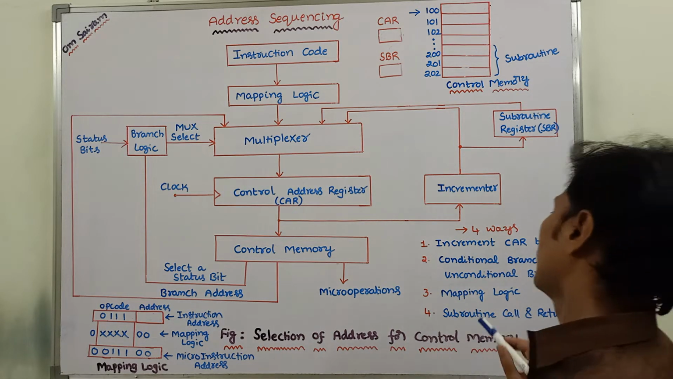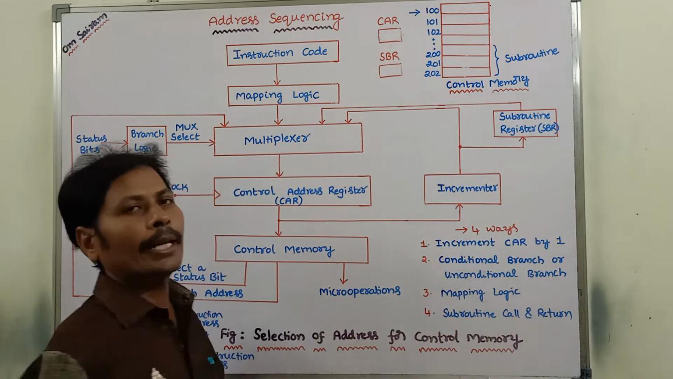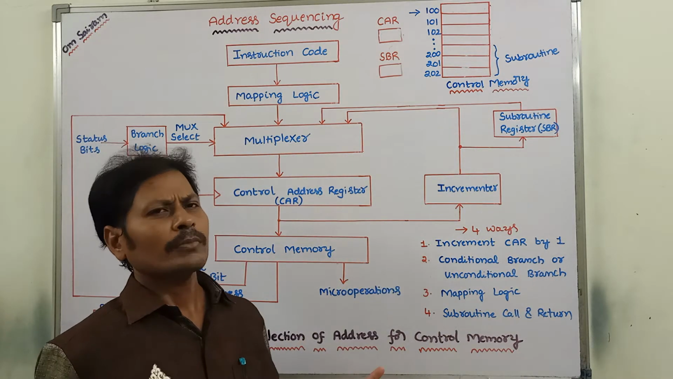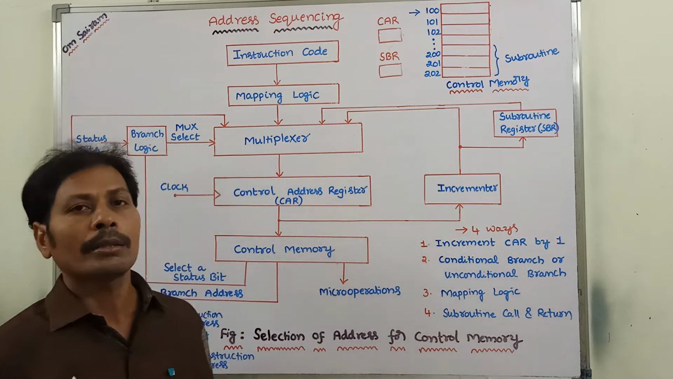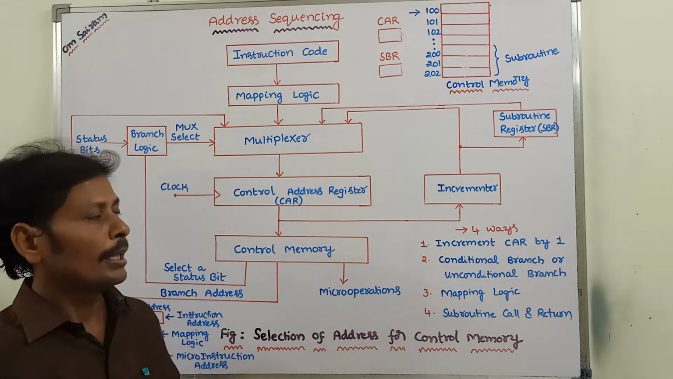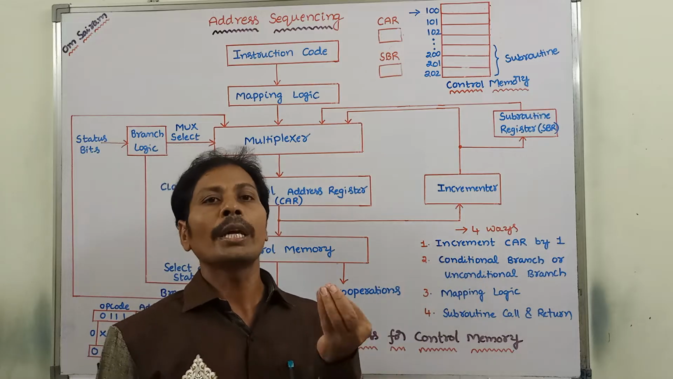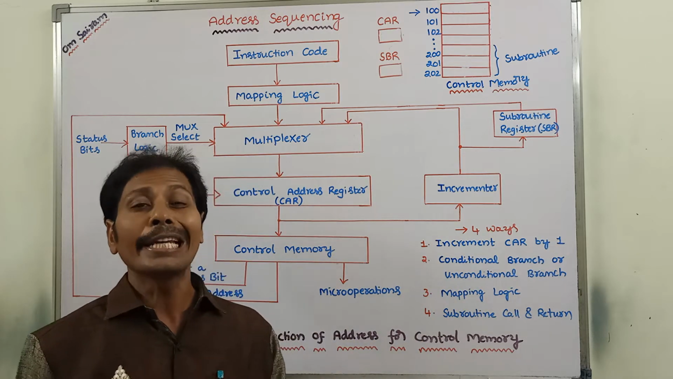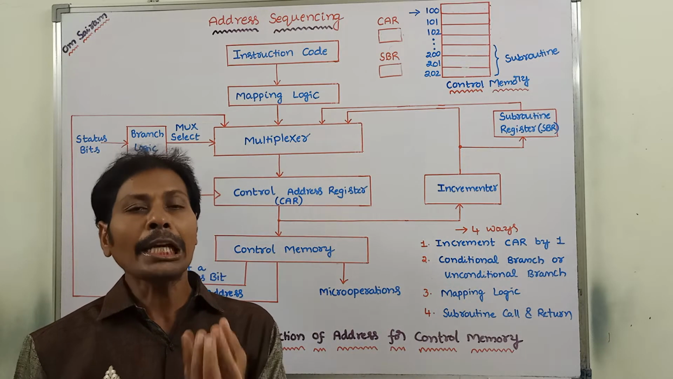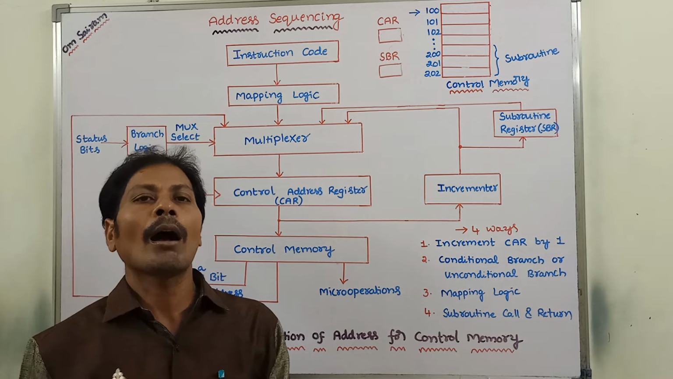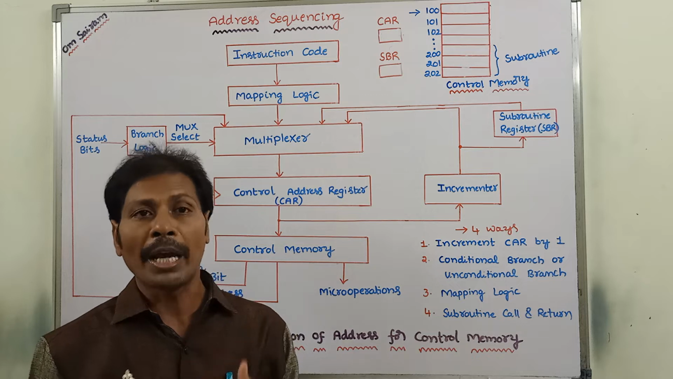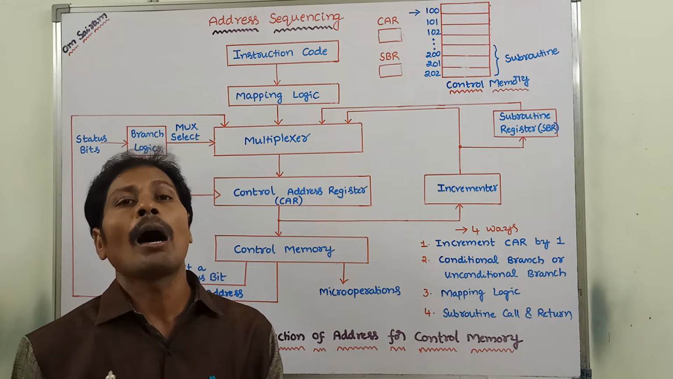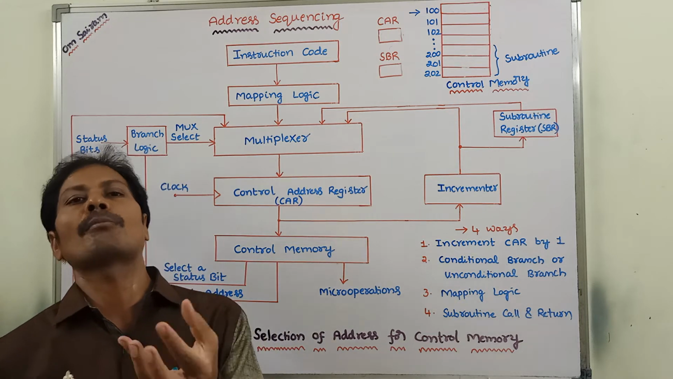Okay, now we are considering the first one: increment the content of the control address register by 1. In this way, we have to use the incrementer. That incrementer increments the content of the control address register by 1 to select the address of the next micro instruction.